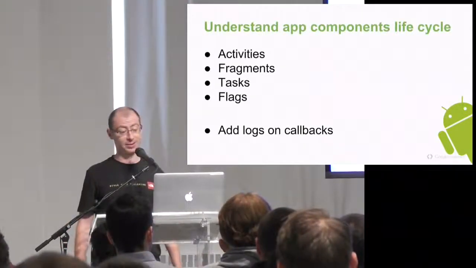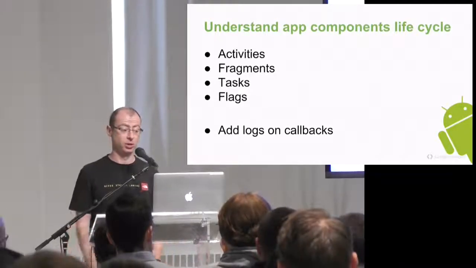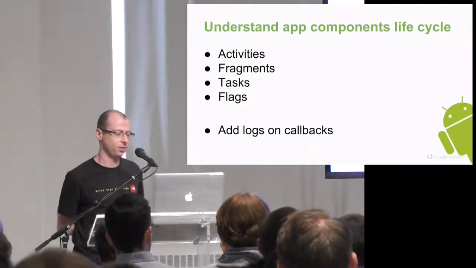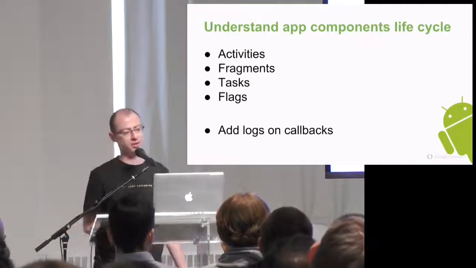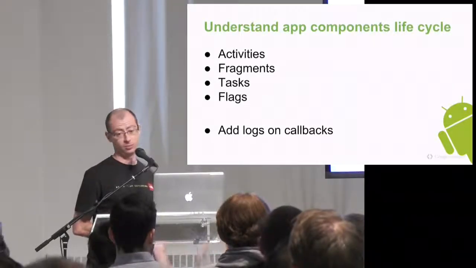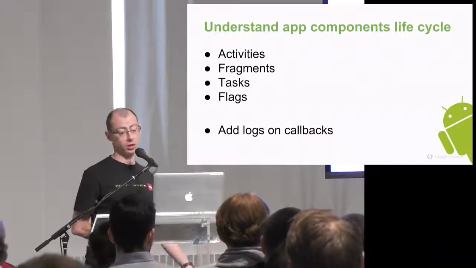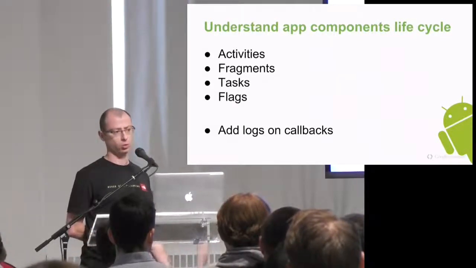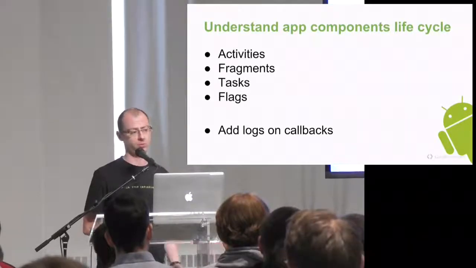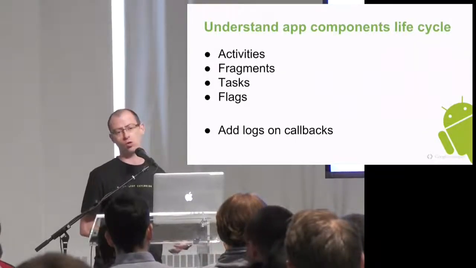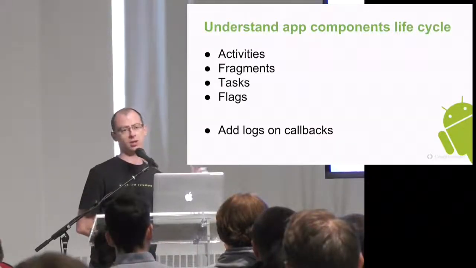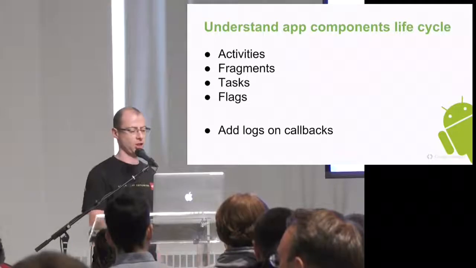please understand app components lifecycle. You need to understand very well what is an activity, what are the flags around activities, what are fragments, what are fragment states, what is a task, and what are flags. Either read the documentation, but what helped me most to understand this stuff is adding logs on callbacks. Just add a simple log line in each callback, and then you can play around and see what happens if you change this flag to that flag and how it changes.